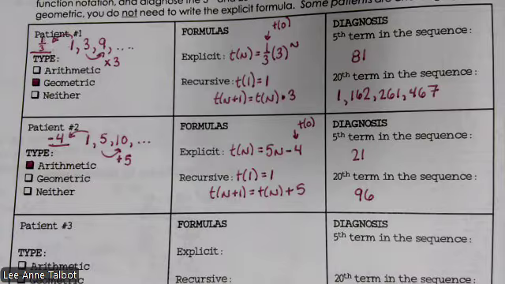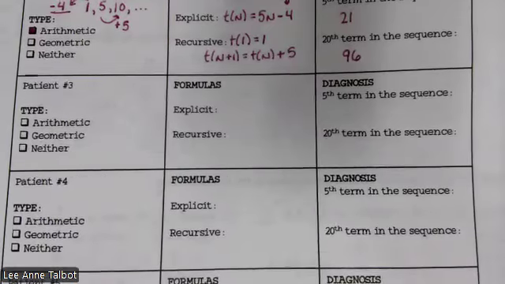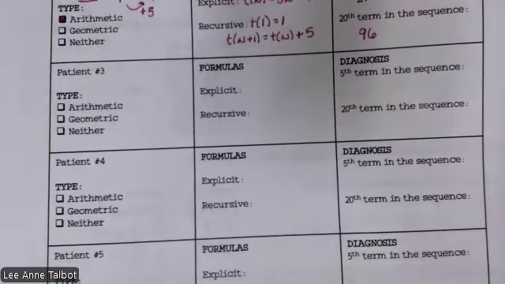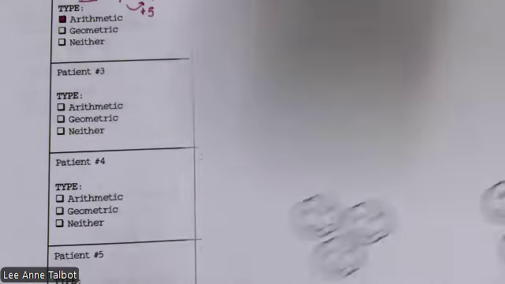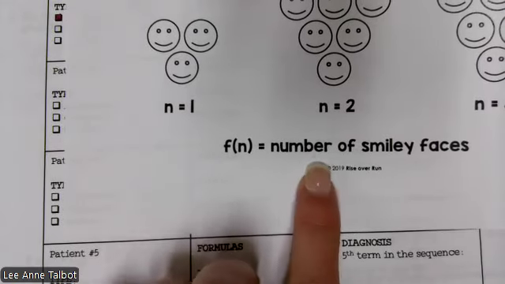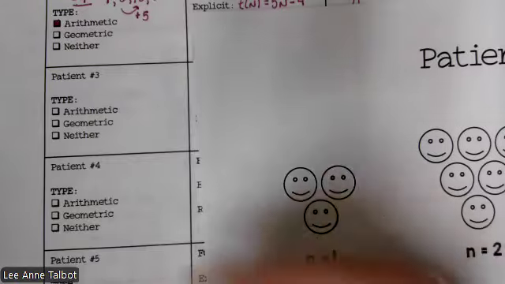Okay, any questions about patient 2? Are you getting the hang of it? Okay, now we're going to skip down to patient 4. And I'm sure that you understand why, because we did an arithmetic and we did a geometric, and now we need to do a neither. Okay, so it says the sequence is the number of smiley faces.